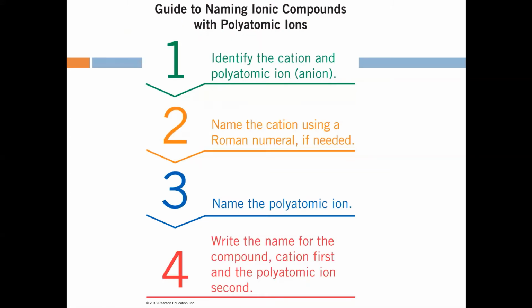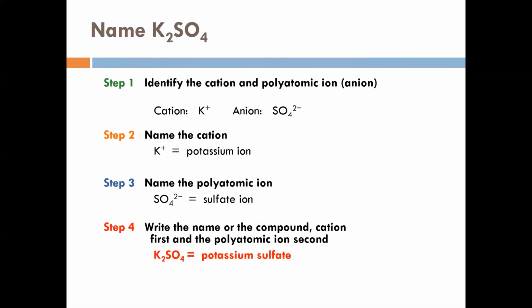When we name them, it's the same idea. We just name the cation first, and then name the polyatomic anion. Simple as that. So if I wanted you to name K2SO4, the cation is K, which is potassium, and then our SO4 here is a sulfate ion. So this becomes potassium sulfate.